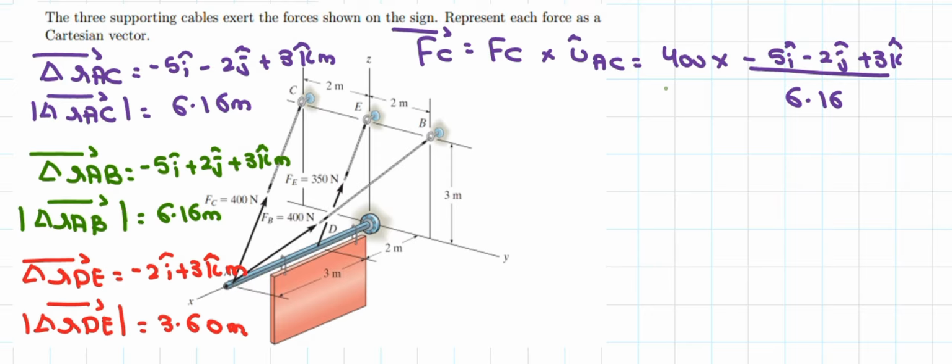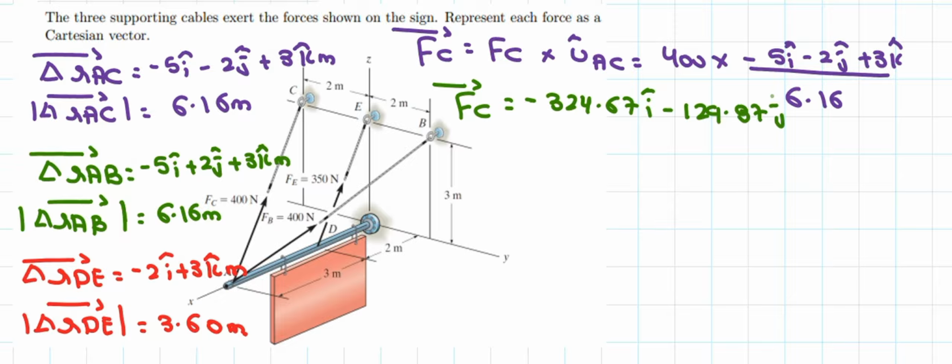So multiply 400 to the individual terms present here. So the vectorial form of FC is equal to multiplying 400 with negative 5I and dividing by 6.16. So it could be written as negative 324.67 I cap. Again, multiply 400 with negative 2j and divide by 6.16. So it will become negative 129.87 j cap. Lastly, multiply 400 with positive 3 and divide by 6.16. So you will get positive 194.80 k cap Newton. This is basically the vectorial form or the Cartesian form of FC.